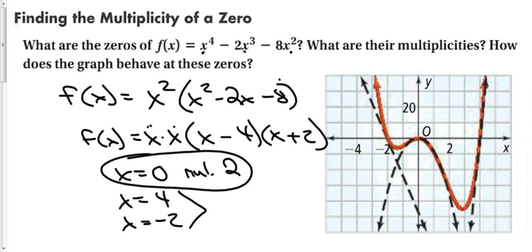Looking at the picture, I can see that at negative 2, the graph acts like a line. At 4, the graph acts like a line. But here, at 0, the graph acts like a parabola, and it touches the x-axis and goes the other way. Okay. So if a 0 happens more than once, we can determine how that will actually affect the graph.